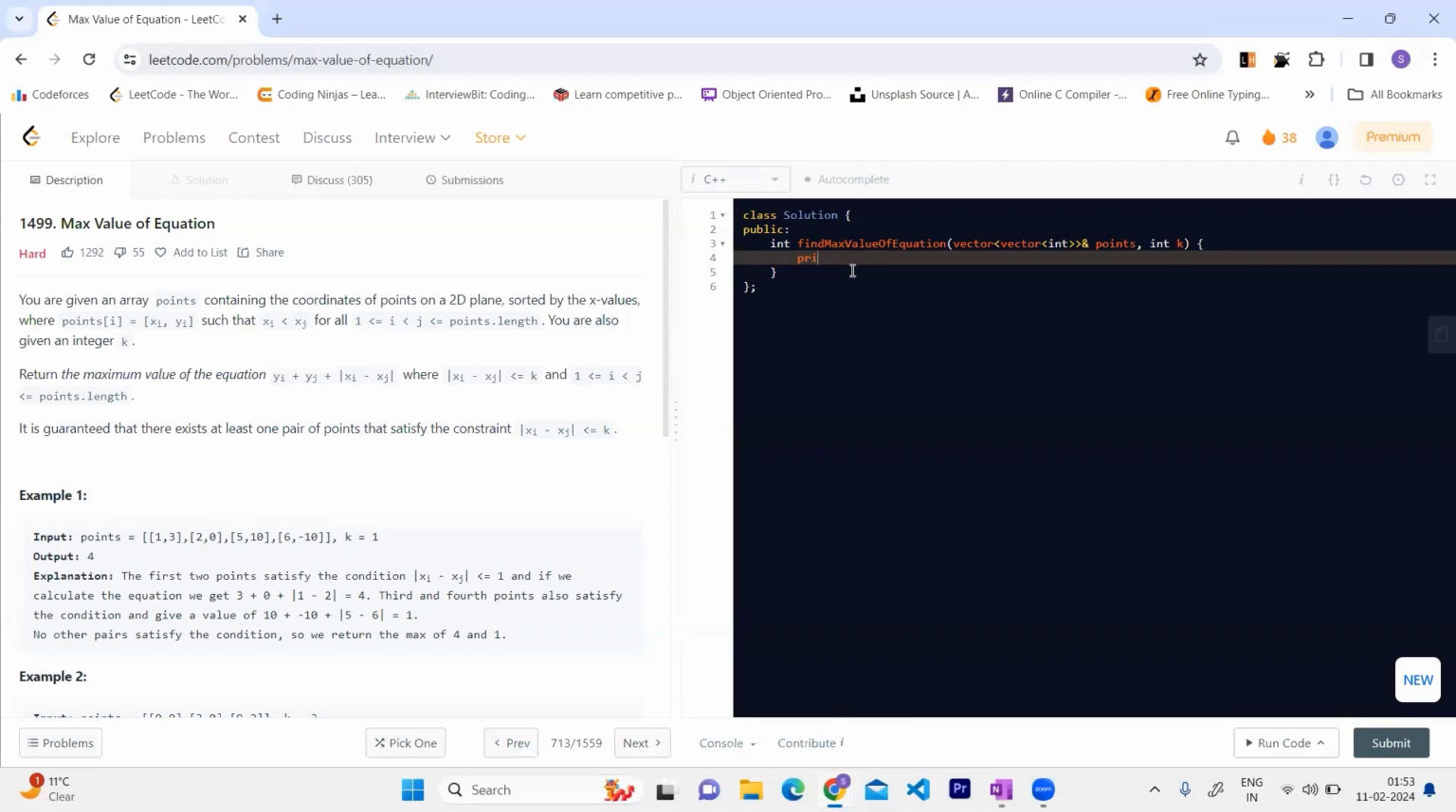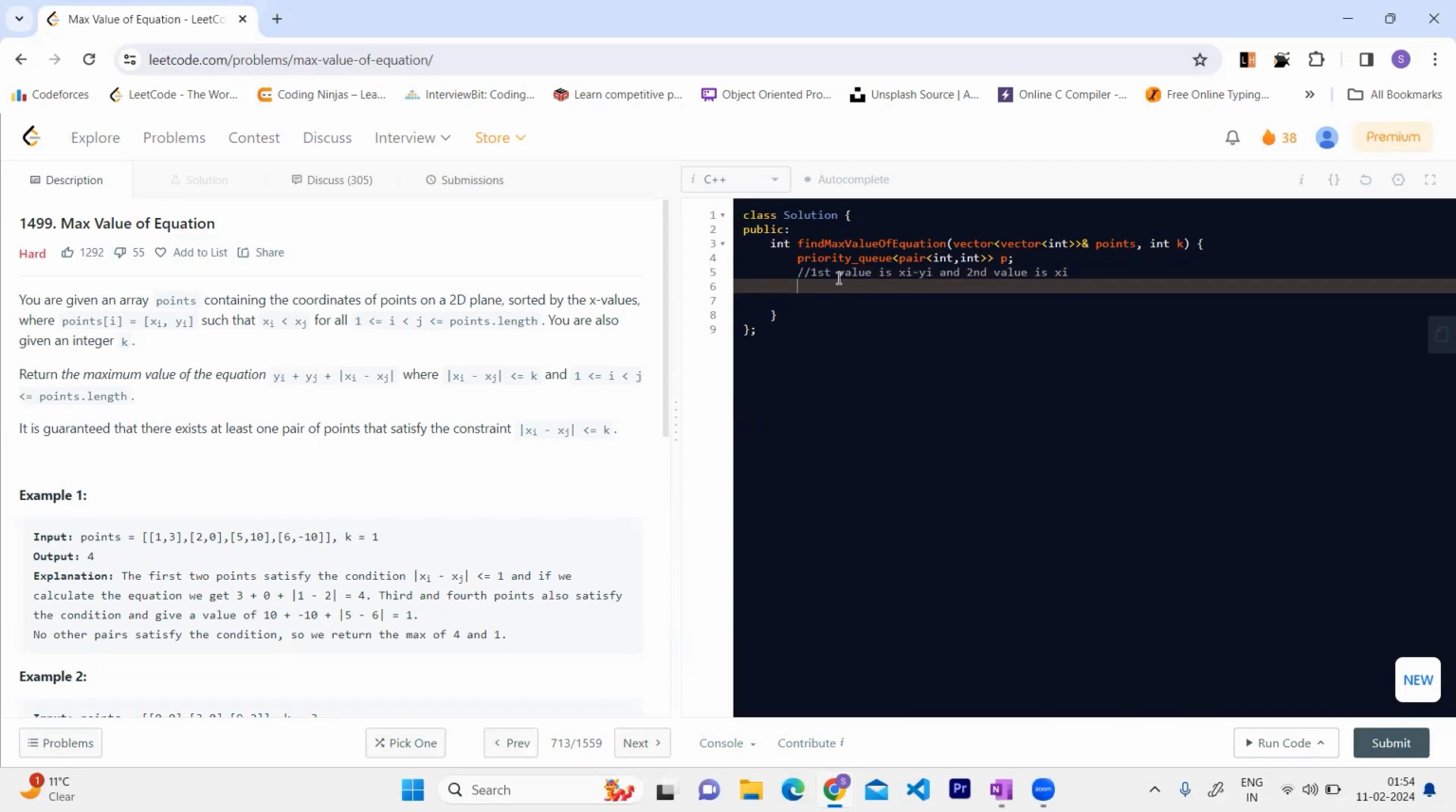So here we are. Initially, we'll have our priority queue, and remember guys, our priority queue will contain the pair values. And the pair values over there are, first one is this value, which is yi minus xi, and the second, let me just write this thing for you. Like first value is xi minus yi, and second value is just xi, right?